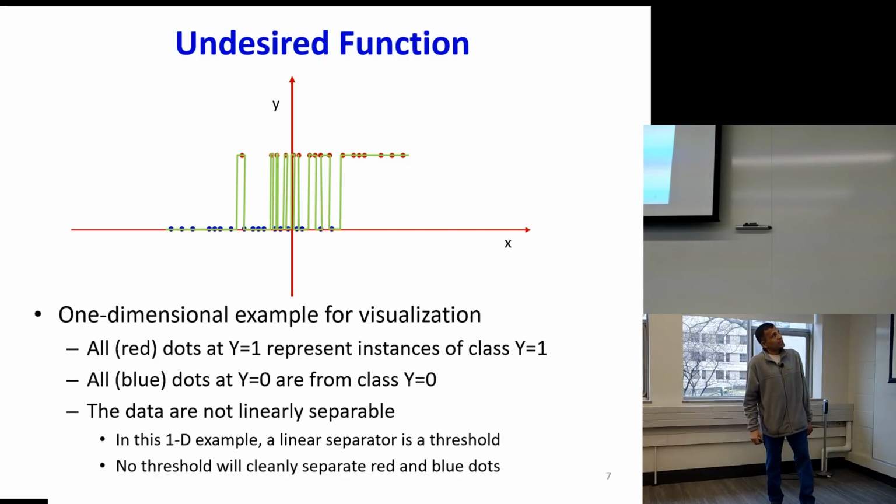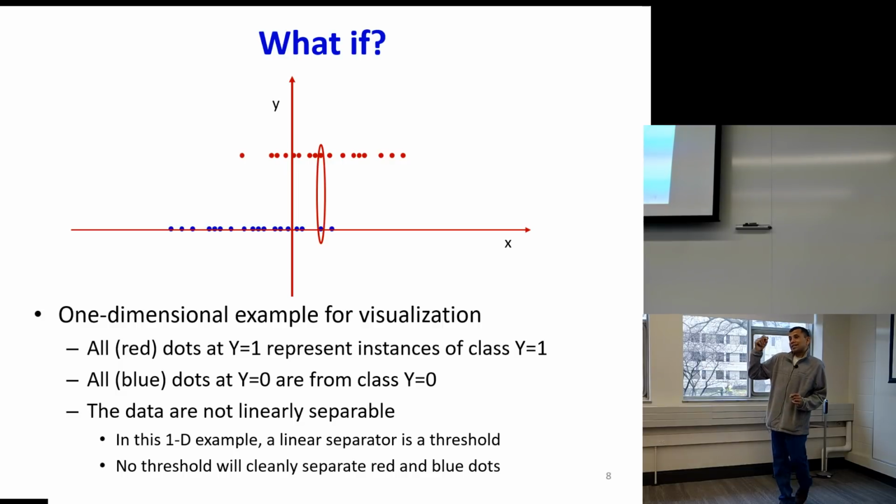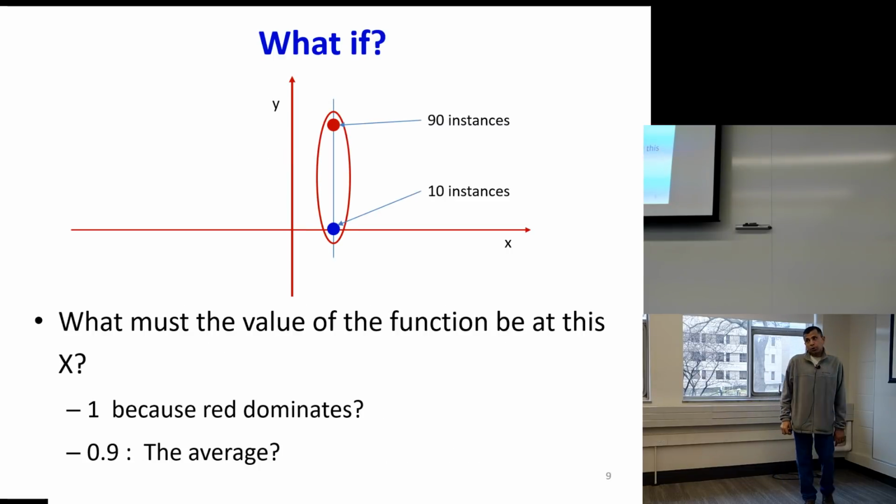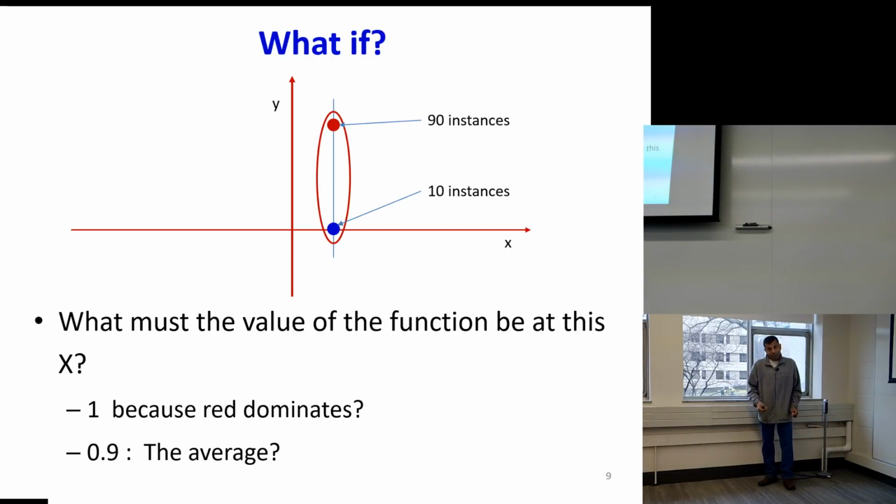But then to understand why this is not a desirable function, let's take a look at a specific instance. So let's say I have a situation here where I have red and blue dots at exactly the same point, right? And specifically, I say I have many red instances and many blue instances at exactly the same point. So I have 90 red instances and 10 blue instances. What must the output of the function be? Must the output be 1 because red dominates, or should it be 0.9 because, if I take the average of all of these instances, the average value is 0.9.